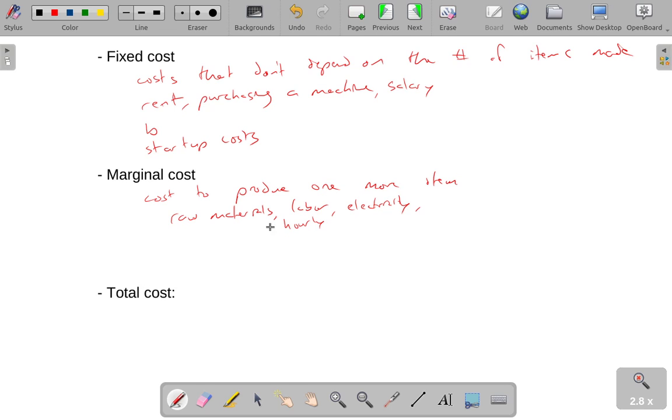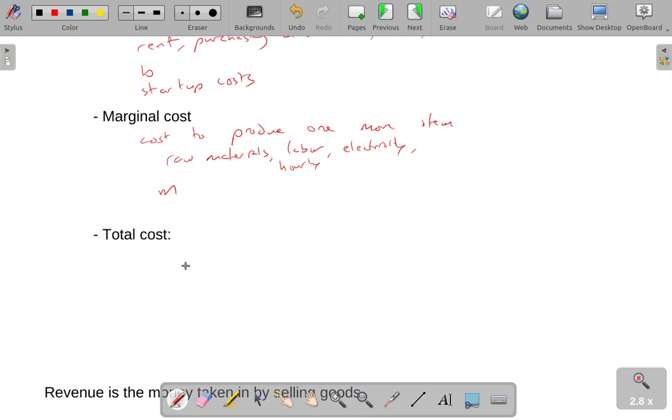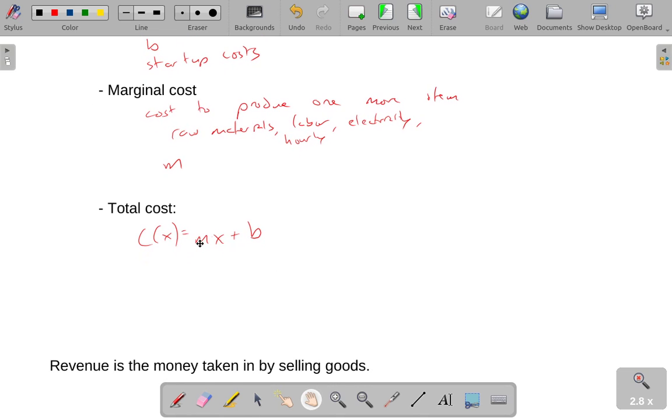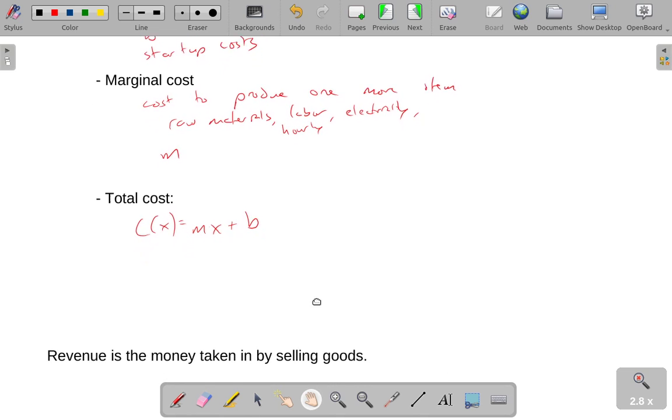Your marginal cost, this is the cost to produce one additional item. We'll generally call that m. And your total cost is going to be the cost per item times the number of items plus whatever your startup costs are. And hey, look at that, mx plus b, that looks familiar. Instead of saying y equals, I'm going to say C of x equals to talk about the total cost. And for whatever reason, we generally do that with a capital C. So capital C for cost equals mx plus b. The m is referring to the marginal cost, the b is referring to your startup cost.